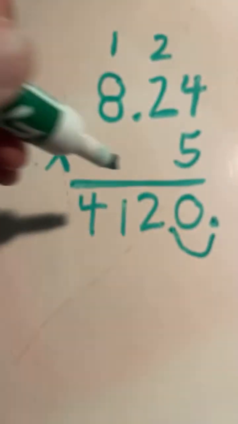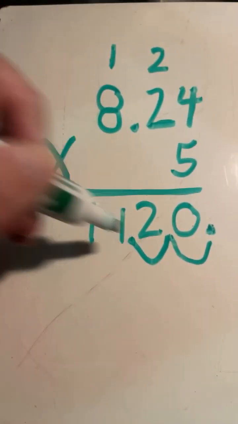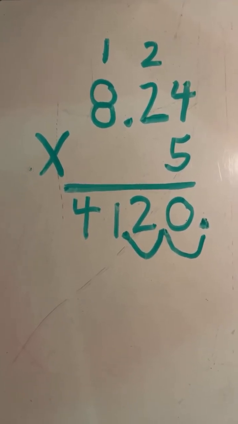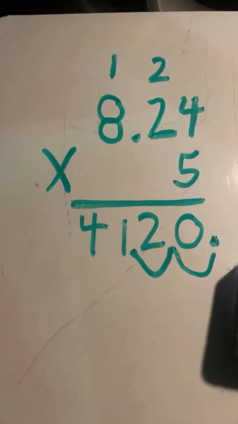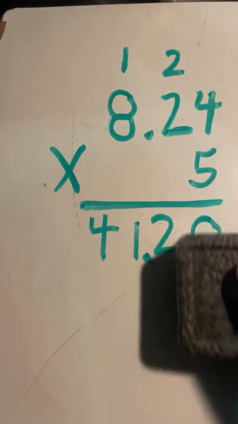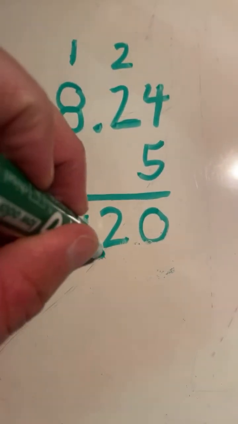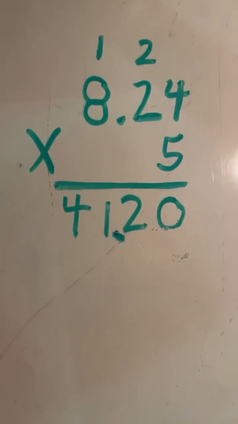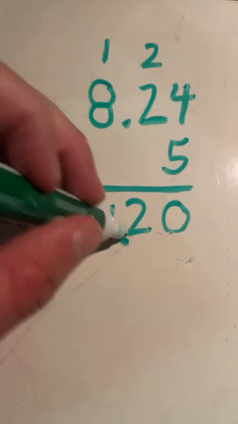If I move the decimal point a second place, the answer becomes 41.2 or 41 and 20 hundredths. 41.20 or 41 and 20 hundredths. So our final answer here, 8 and 24 hundredths times 5 equals 41 and 20 hundredths.